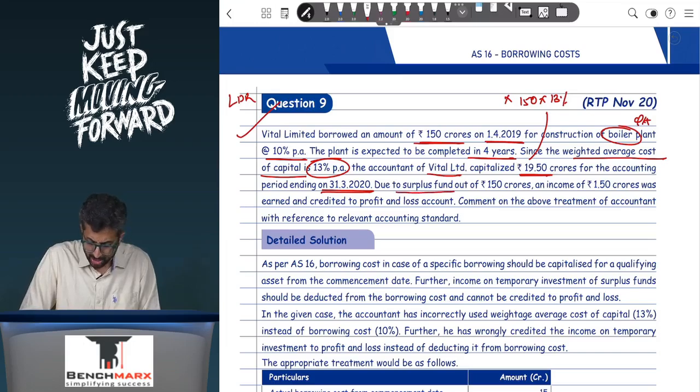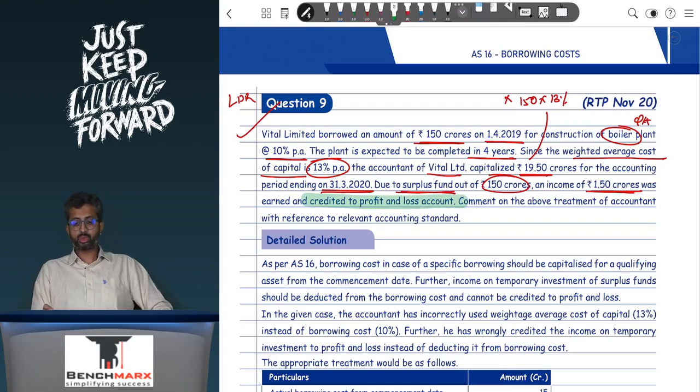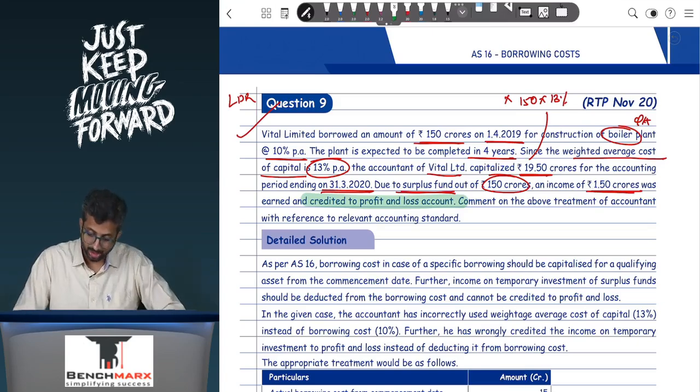Due to surplus funds out of 150 crores, an income on 1.5 crores was earned and credited to the profit and loss. Again wrong. So this income on temporary investment cannot be credited to the profit and loss account. In fact, it will be reduced. Comment on the treatment done by the accountant with reference to AS 16. We will say ideally the correct should be 150 into 10%.